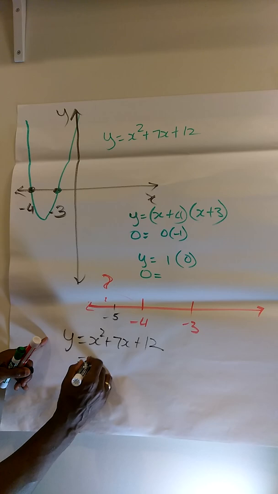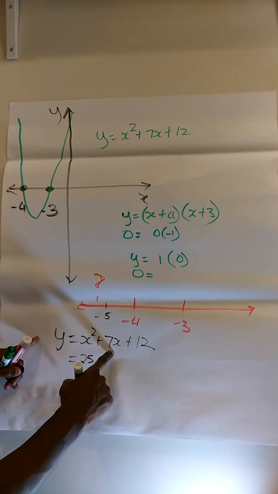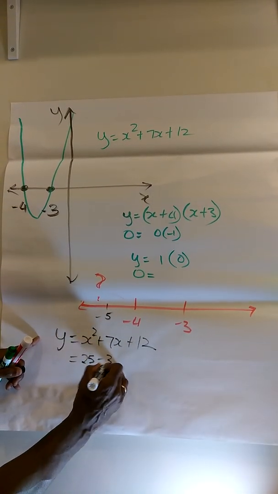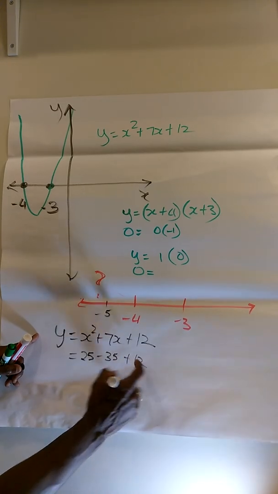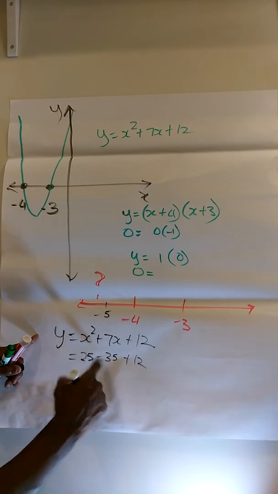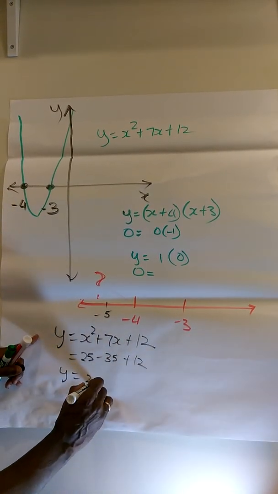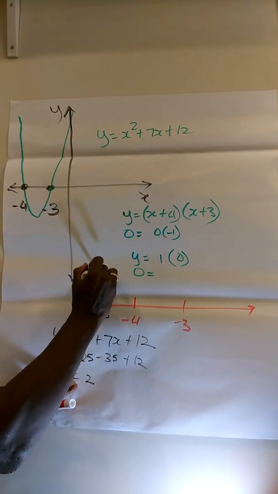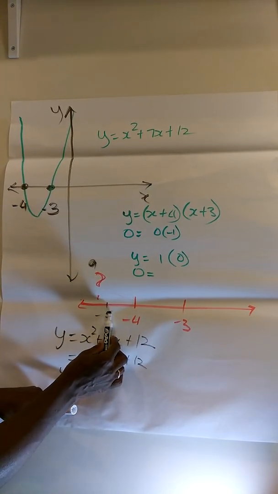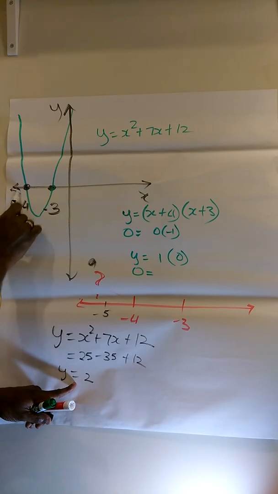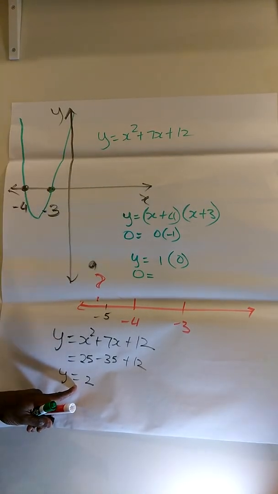So negative 5 squared is 25. Negative 5 times 7 is minus 35 plus 12. That's 37 minus 35, y is equal to 2. So the graph is positive. It's going to be somewhere up here when x is equal to negative 5, which we already know is true, because at negative 5, we know we have positive values.